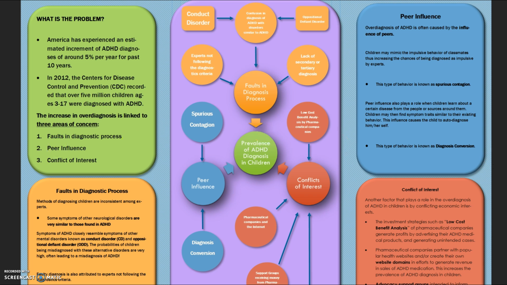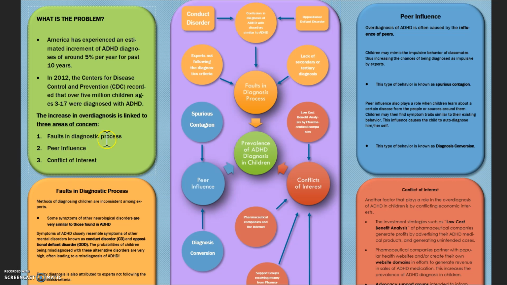So the problem is that America has been experiencing an estimated increment of ADHD diagnosis of around 5% per year in the past 10 years. So it's been constantly increasing. In 2012, the CDC, Centers for Disease Control and Prevention, recorded that over 5 million children ages 3 to 17 were diagnosed with ADHD. And there are 3 reasons why this prevalence has been happening.